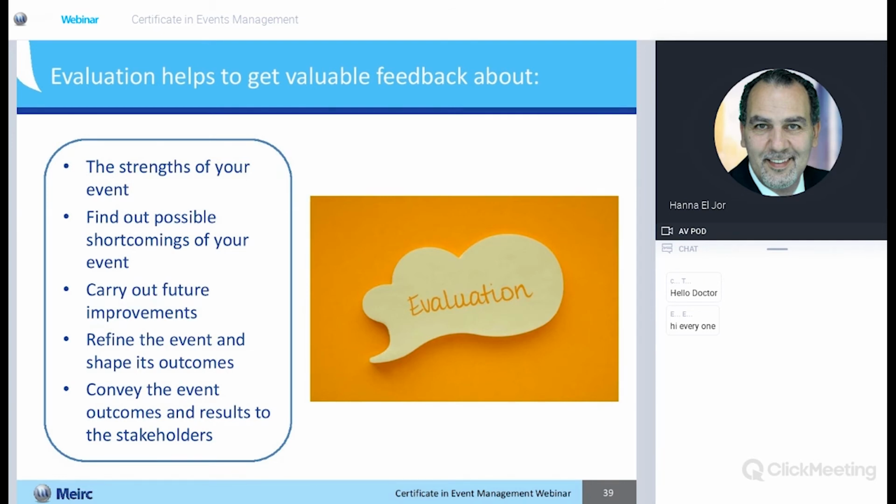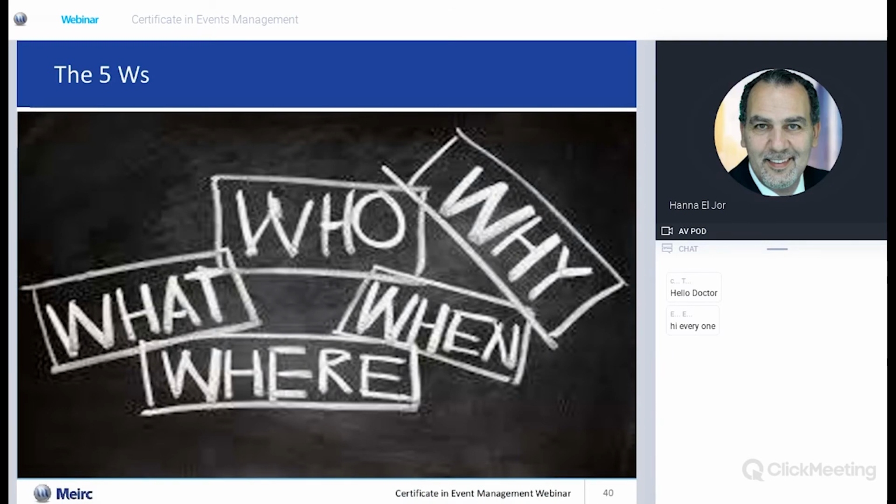Okay, what we evaluate is how successful, how strong the event was. Were there any gaps, any shortcomings? Okay, so lessons learned. In the future, we will be able to run any kind of improvement. All right, and also with the evaluation, we will be able to share the outcome and the results with our stakeholders.